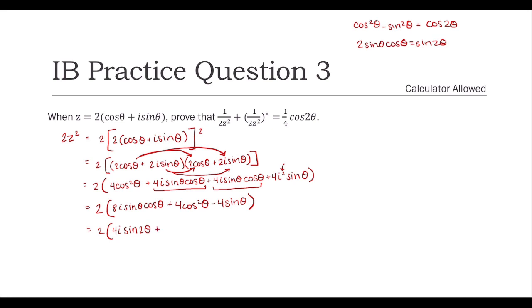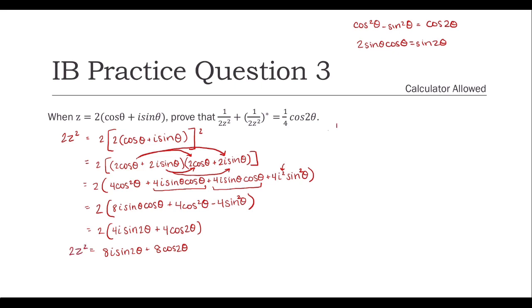Plus, if we have cosine squared theta minus sine squared theta, it's cosine of 2 theta. So we'll have 4 times our cosine squared theta minus sine squared theta. We missed that, sorry. So it'll be 4 times our cosine of 2 theta. So now we'll distribute our 2. So we'll get 8i sine 2 theta plus 8 cosine 2 theta. So now we know that 2z squared equals that.